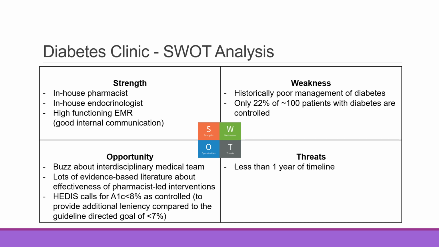But again, we reviewed earlier in this lecture how best practice in a different clinic may not be the best practice for you. So you have to have clinician's and managerial eyes on whether that is adaptable and effective to your organization. We also have an opportunity in that HEDIS calls for A1C less than 8 to be controlled instead of 7, based on the guideline-directed goal. That's an advantage for us because we have a little bit of leniency in that sense. The threat is we have less than 1 year of timeline, so we need to get this going.